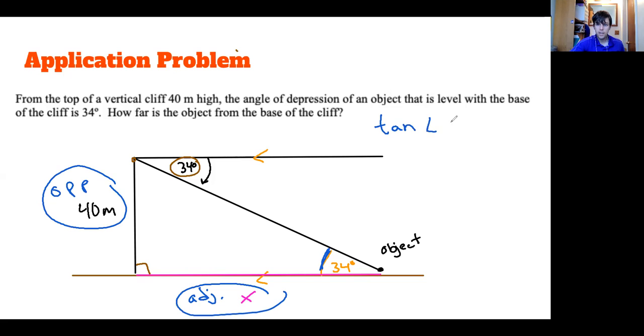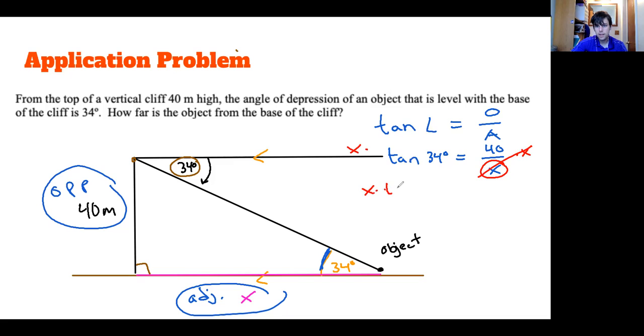Tangent of our angle equals opposite over adjacent. So let's go ahead and sub in those numbers we know. Tangent of 34 degrees is equal to opposite over adjacent. And this one's the trickier one, so to speak. It's got the unknown on the bottom, and yeah, we can go ahead and multiply both sides by x to get it out of the denominator.